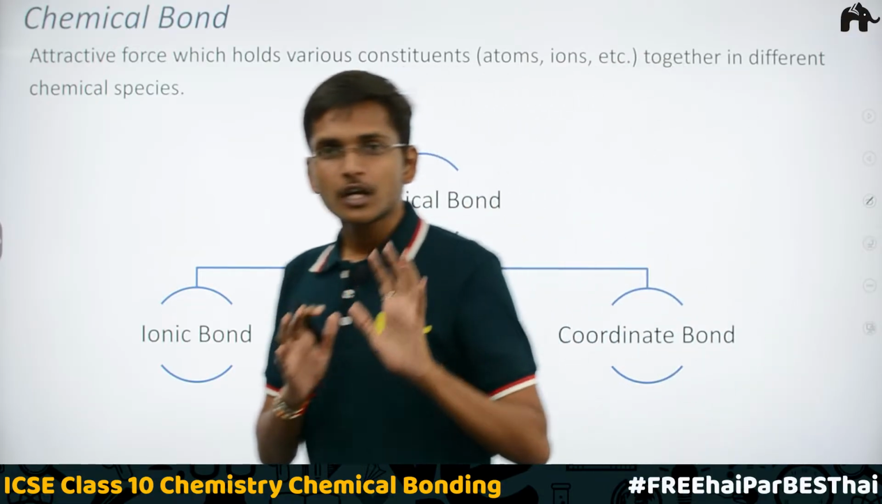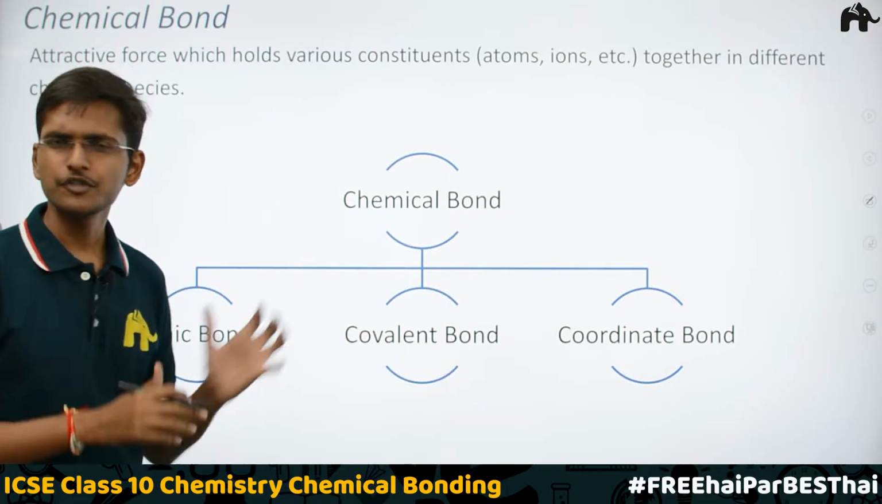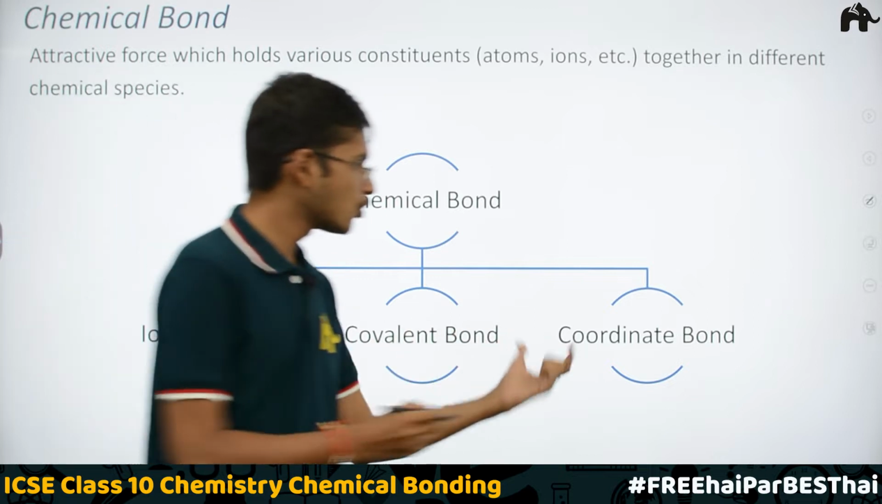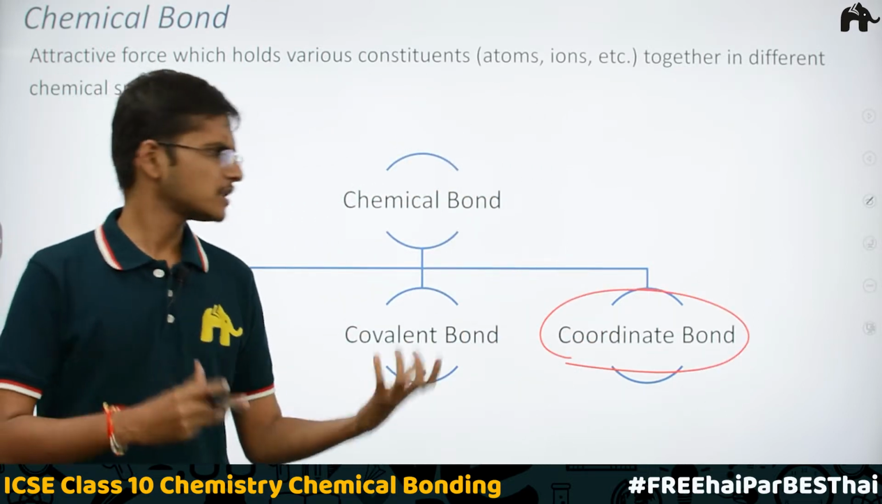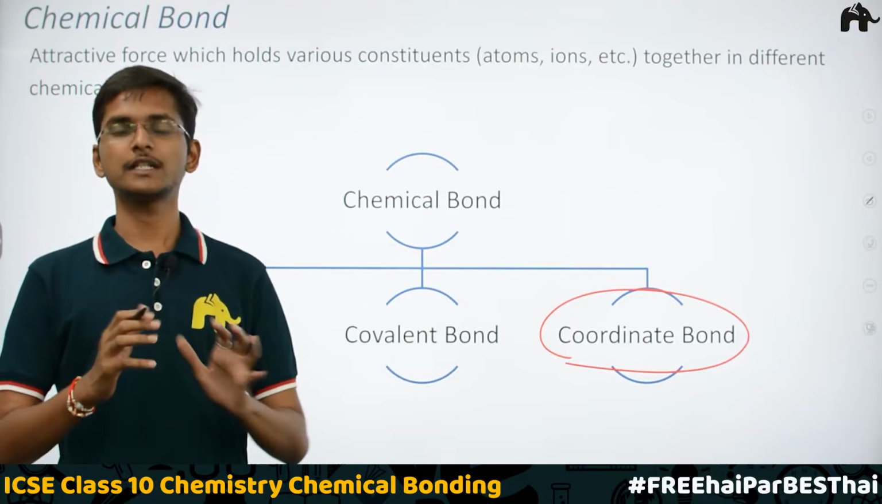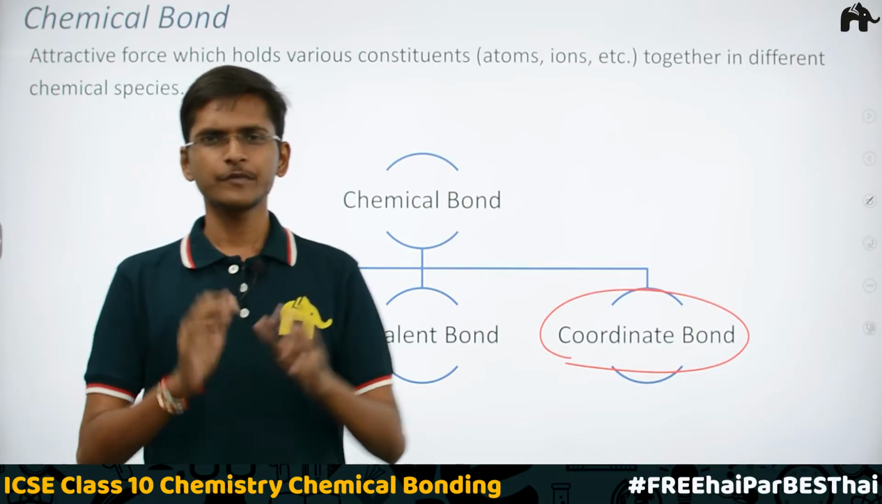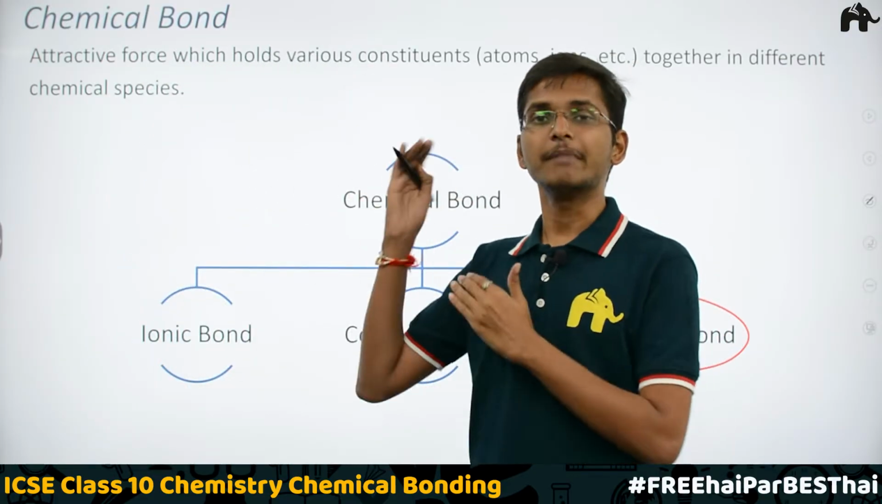And lastly, you would be introduced to the third type of chemical bond, which you haven't studied in your previous grade, which is coordinate bond, okay? Very interesting type of bond, and we are going to study just the basics and the formation of some compounds in case of coordinate bonding as well, okay? So now let's start with chemical bond itself, okay? Let's start revising the basic concepts.